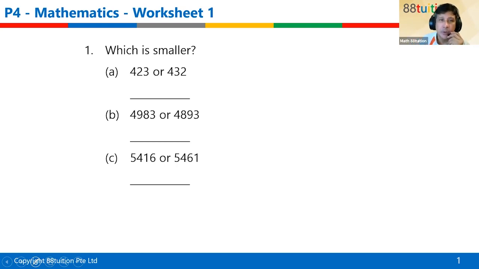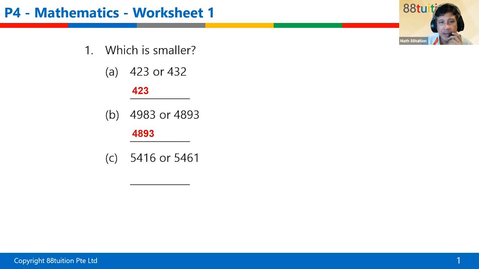In A, notice both numbers are in the 400s. So there's no comparison there. You move to the tens place. One of them is in the 20s, the other in the 30s. So the one in the 20s is smaller. 423 is the answer. Look at B. Again, largest place, both are in the thousands, in 4,000s. So you move to the hundreds place. One is 900, one is 800. So the 800 one is smaller. Answer 4,893. In C, again, largest place, both are 5,000s.